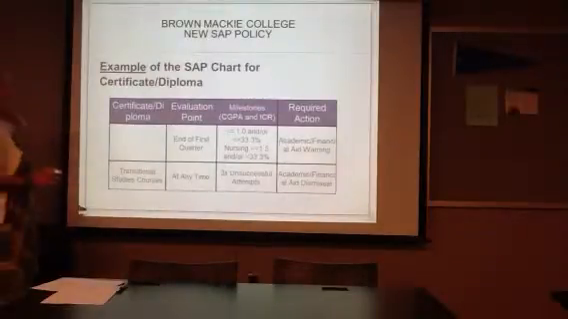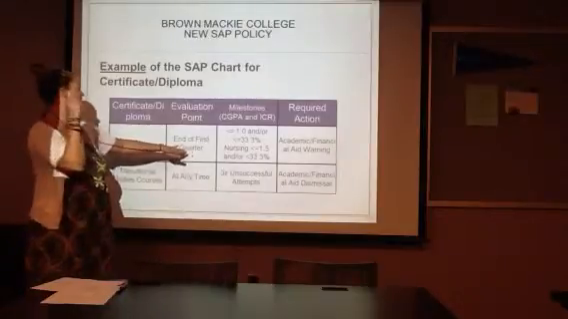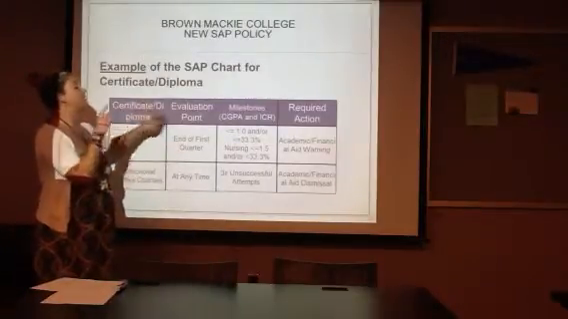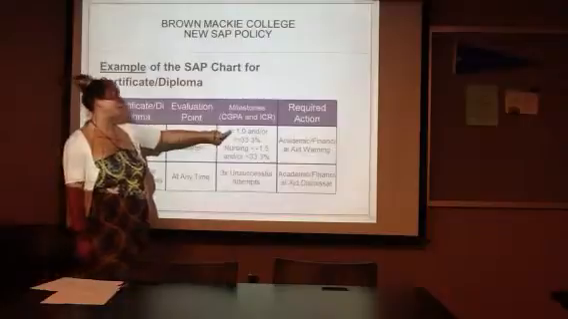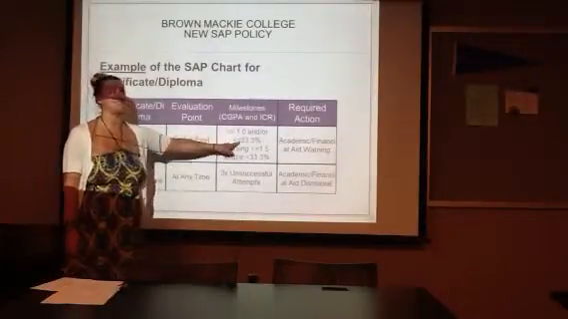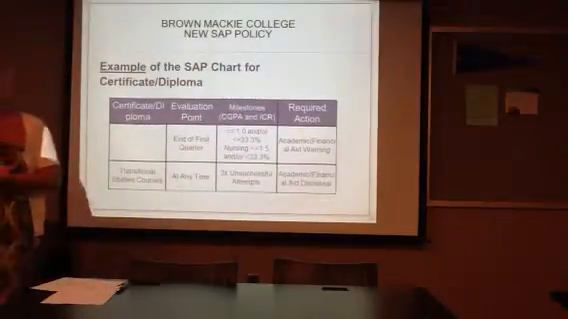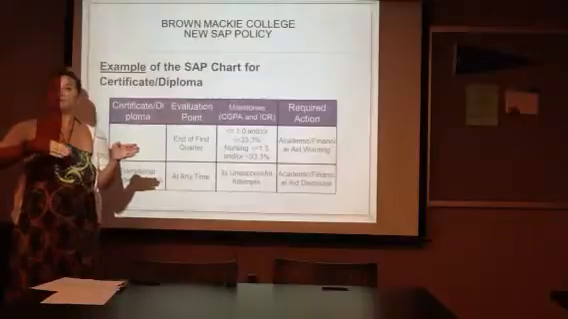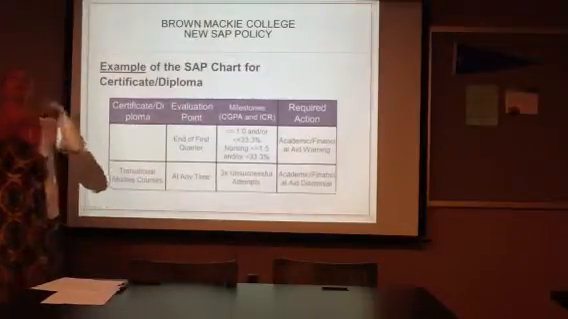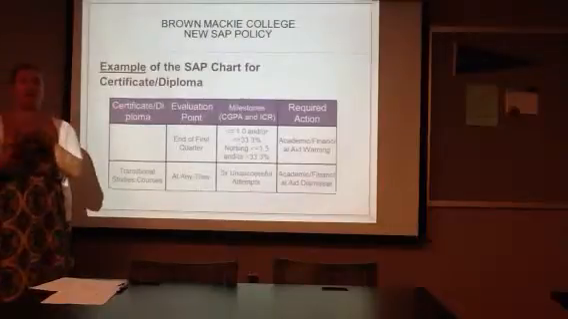Here's a chart to point that out. At the end of the first quarter, which for a certificate or diploma is 3 months, you must be at a 1.0 GPA, and you must be at a 33.3% ICR. ICR stands for incremental completion rate. You must complete more classes. You can't fail more classes than you're taking, basically. So those are the 2 things we check: your GPA and your ICR.